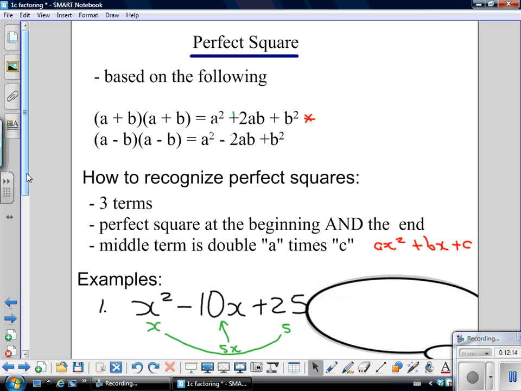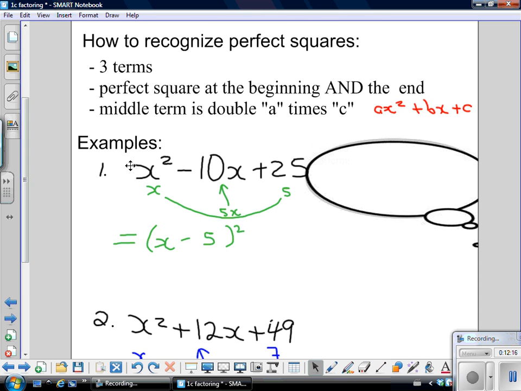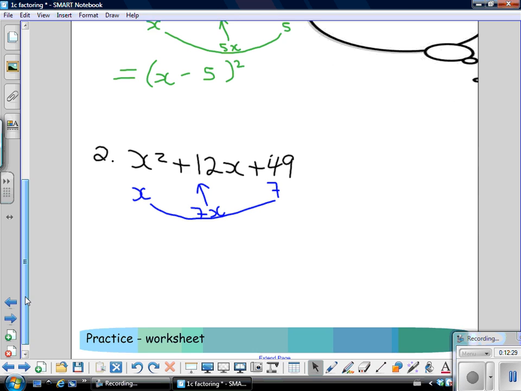If I have three terms and I have perfect square at the beginning and at the end, I check to see whether their square roots multiplied by 2 equals the middle term. If it does, then it's a perfect square. If it doesn't, it means I have to do a lot more work.